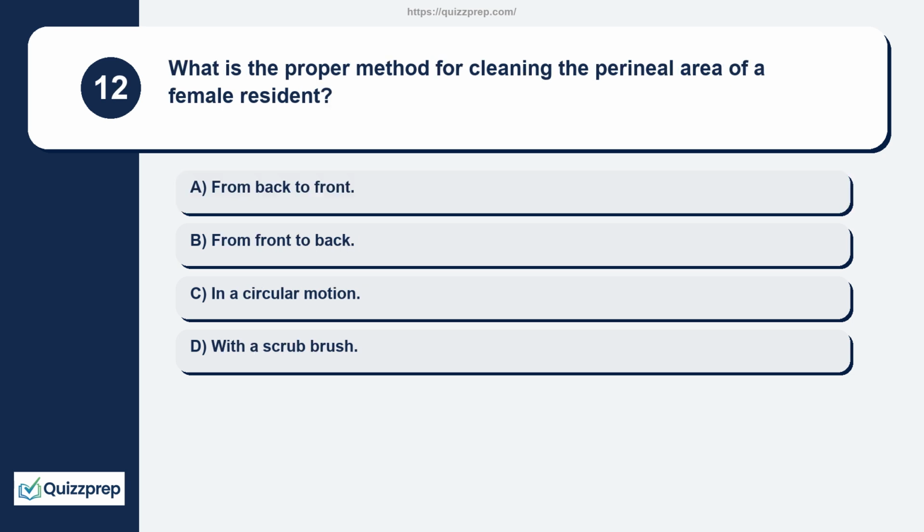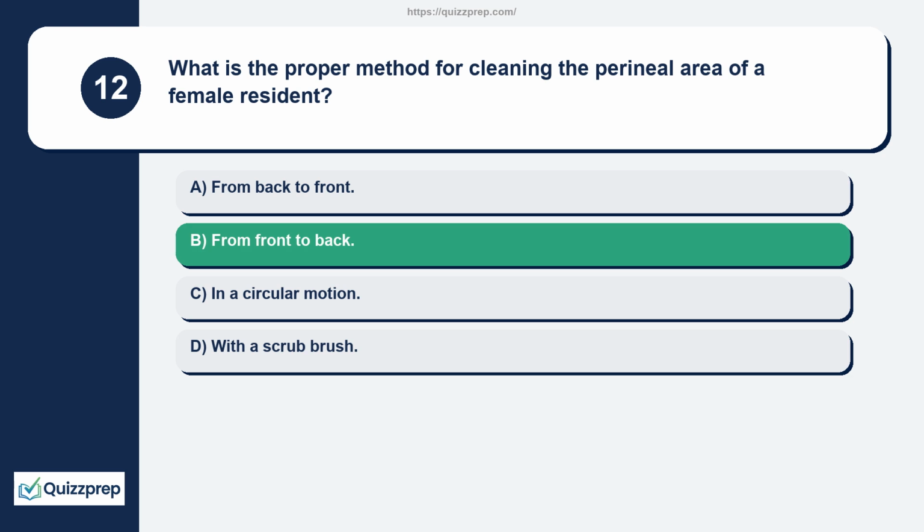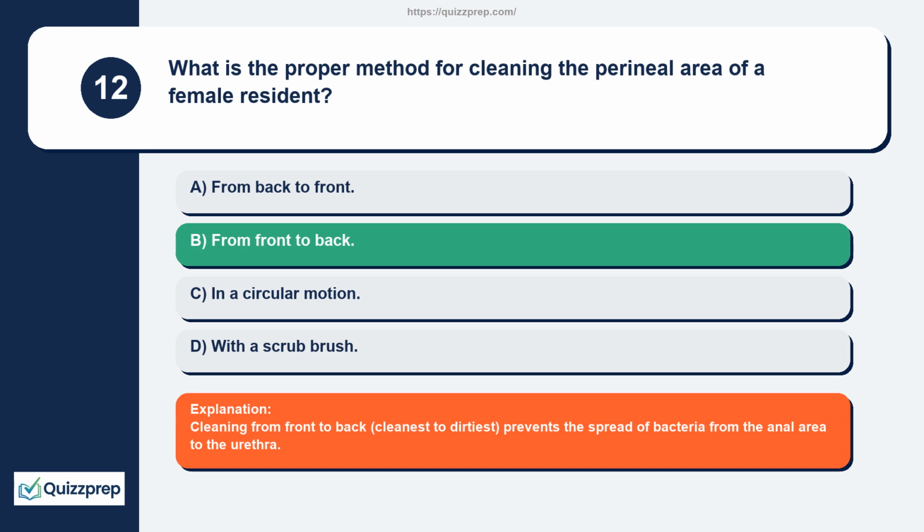Question 12. What is the proper method for cleaning the perineal area of a female resident? From back to front. From front to back. In a circular motion. With a scrub brush. Cleaning from front to back, cleanest to dirtiest, prevents the spread of bacteria from the anal area to the urethra.